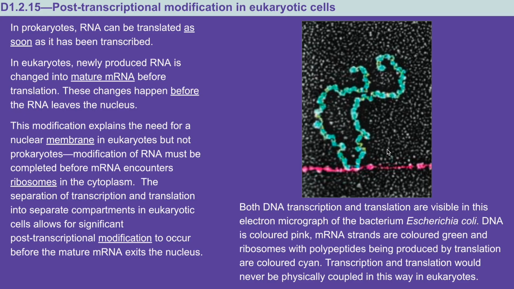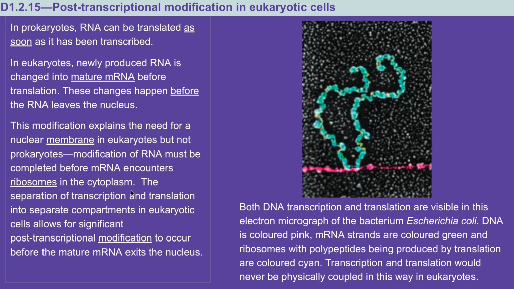Now in eukaryotes, of course, we cannot have both processes occurring at the same time because transcription occurs in the nucleus and translation occurs in the cytoplasm. Now, one benefit to this is that we can modify the mRNA before it exits the nucleus. We're going to see that newly produced RNA, called pre-RNA, is changed into mature mRNA before it exits the nucleus to be translated. This modification explains the need for that nuclear membrane. We need to make sure that we can modify the mRNA before it encounters any ribosomes.